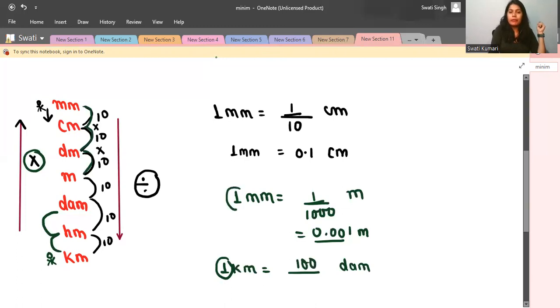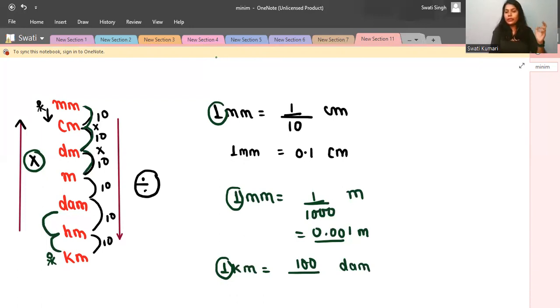See, here we had 1, so 1 upon 1000 is this. Here we had 1, so 1 upon 10 is 0.1. Similarly, here we have 1, so 1 into 100 is 100. So 1 kilometer is equal to 100 decameter. Now, every time we were taking only 1, 1, 1. Let us take something else.